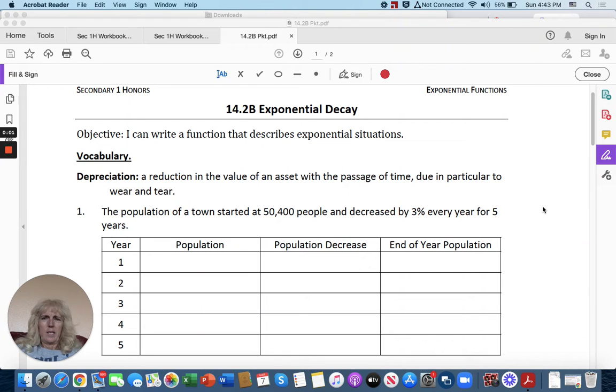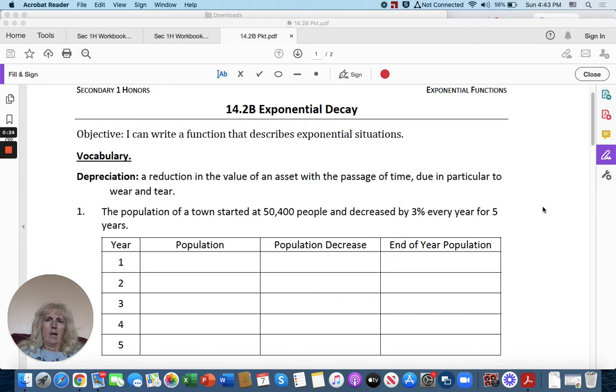Hello students, today we will be going over 14.2b, exponential decay. And your objective today, or our objective, is I can write a function that describes exponential situation. We do need some vocabulary. Depreciation: a reduction in the value of an asset with the passage of time due in particular to wear and tear.